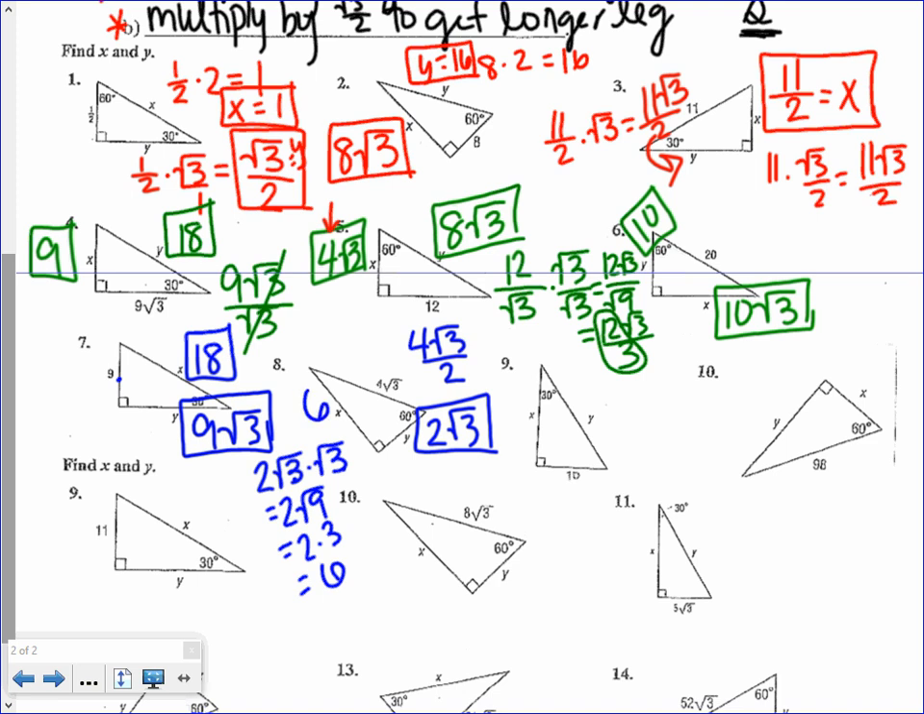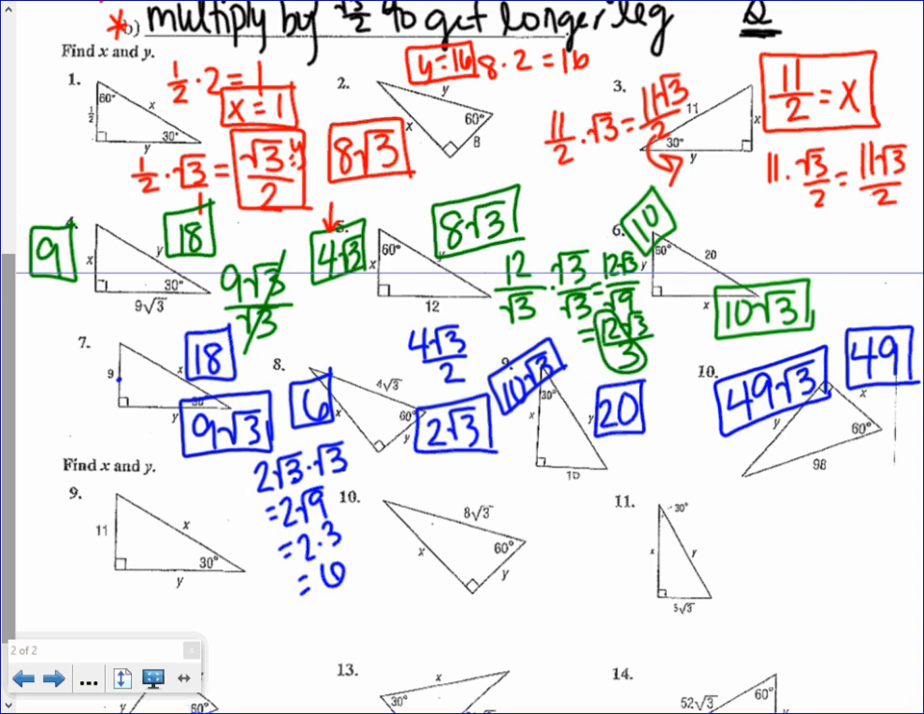Looking at number 9, we have that the shorter leg is 10. So if I double it, multiply it by 2, I have my hypotenuse. And if I multiply the shorter leg by square root of 3, I have my longer leg. So now let's look at number 10. They gave me the hypotenuse. So divide by 2 to get your shorter leg. So 98 divided by 2 is 49. Then multiply that number by square root of 3 to get your longer leg.